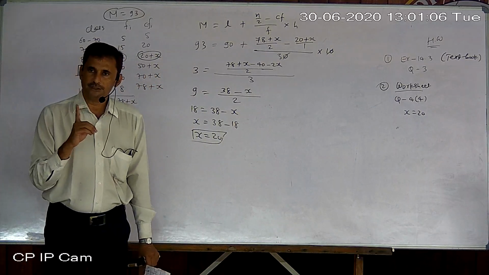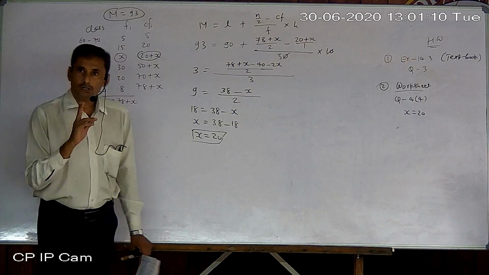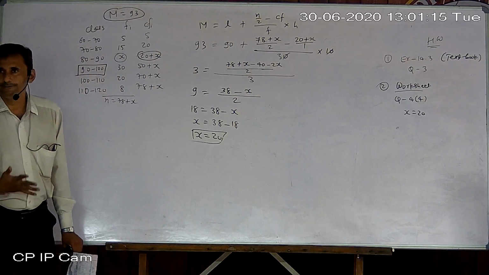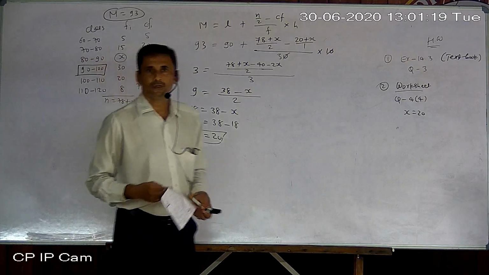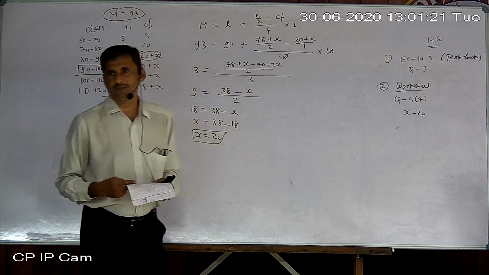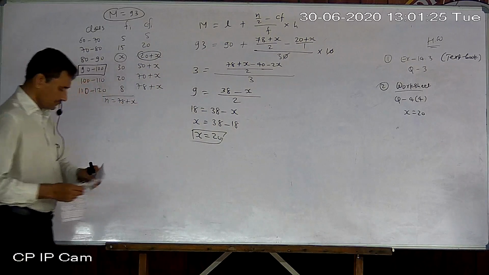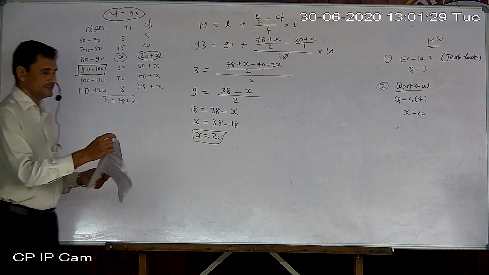1 missing frequency in mean, 2 missing frequency in mean. 2 missing frequency in median, 1 missing frequency in median. Now in the same way, in mode also, 2 frequency as well as 1 frequency. So now we are going to take one sum in which 1 frequency is missing.